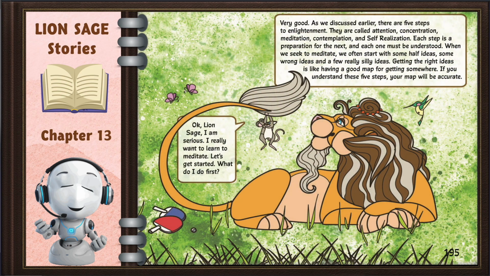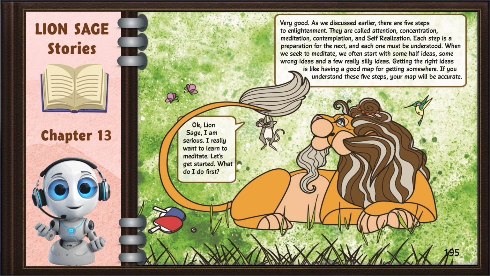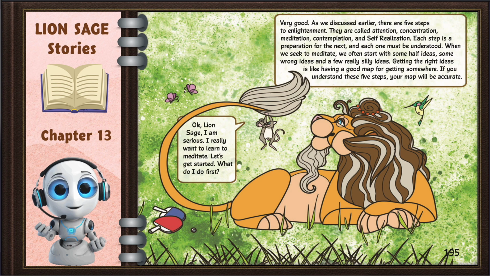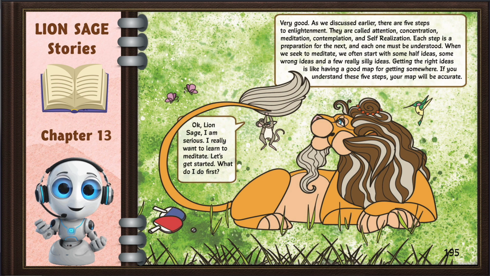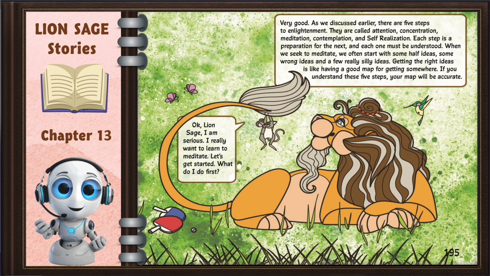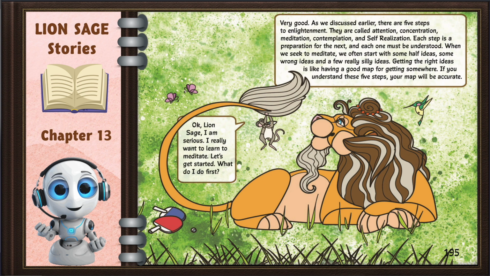Look, Lion Sage, I am serious. I really want to learn to meditate. Let's get started. What do I do first? Very good. As we discussed earlier, there are 5 steps to enlightenment. They're called attention, concentration, meditation, contemplation, and self-realization. Each step is a preparation for the next, and each one must be understood.